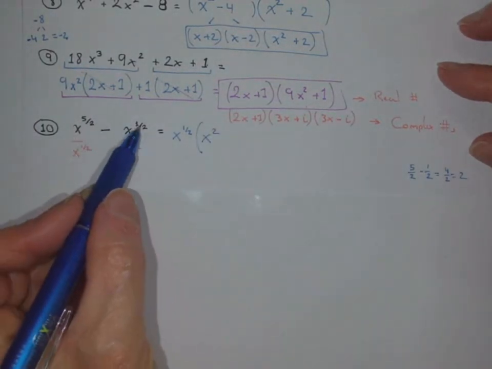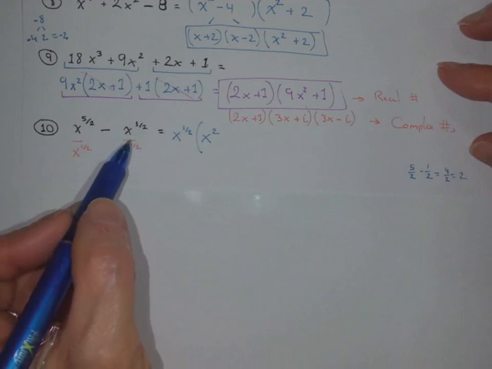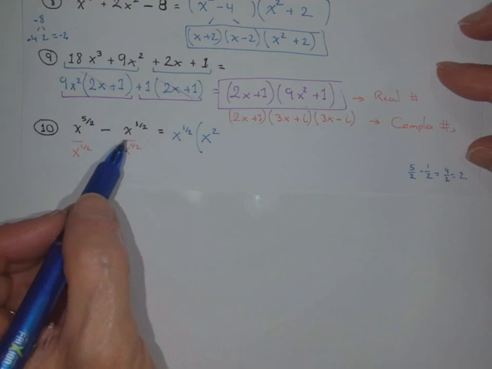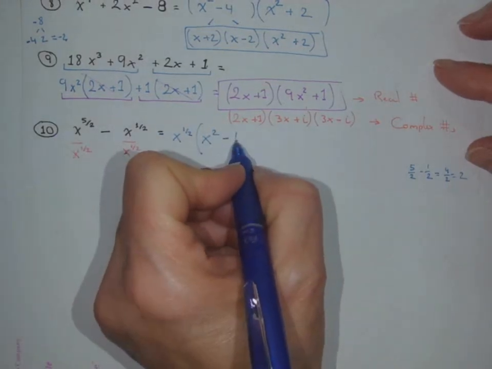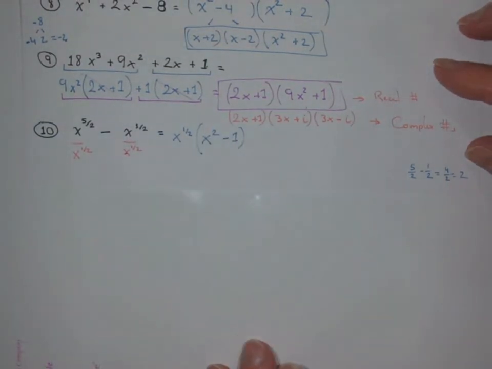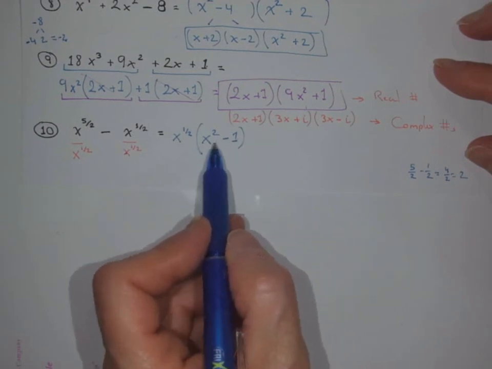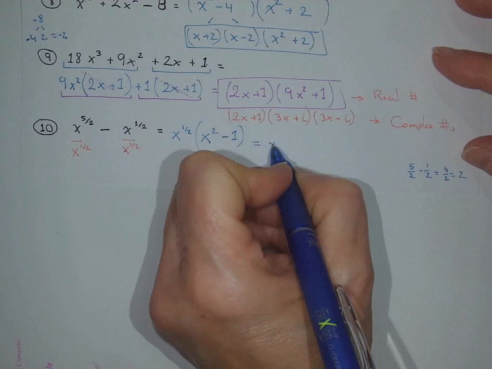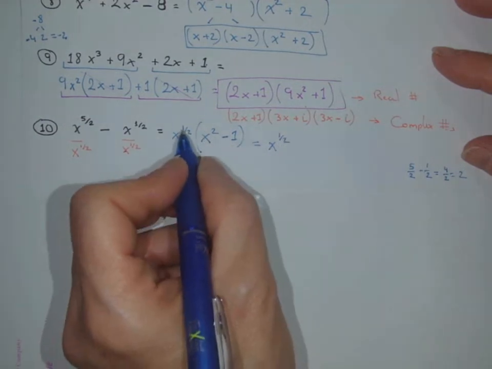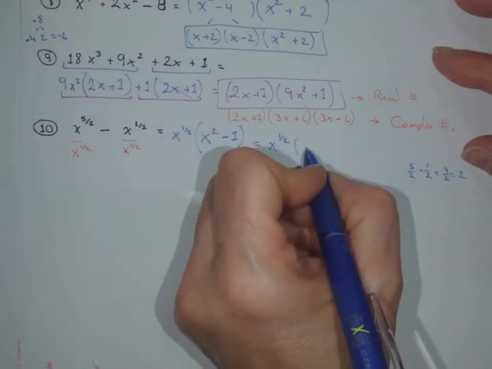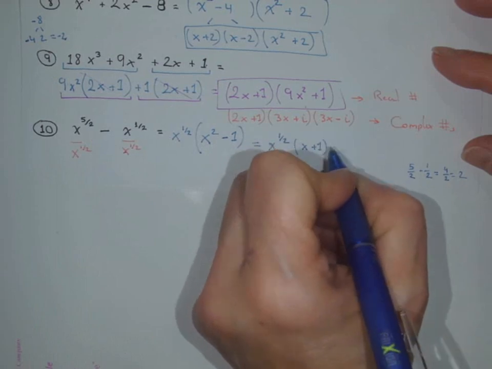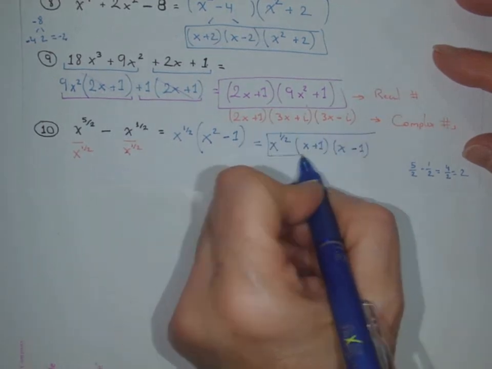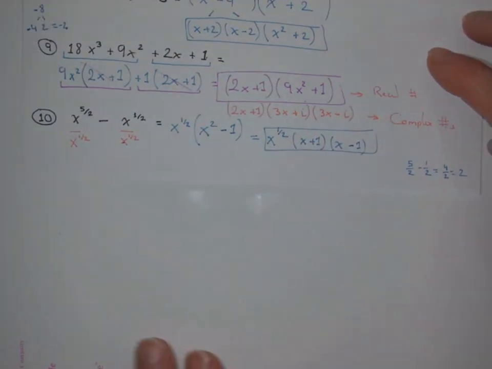And then we have a 1/2 and a 1/2. So x to the 1/2 divided by x to the 1/2, that's just divided by itself, so that becomes a 1. So now I have that. Well, this is a difference of perfect squares, so that can be broken and factored again, right? So we have the x to the 1/2 that we had here, and then that changes into x plus 1 and x minus 1. And then that will be our finished product.